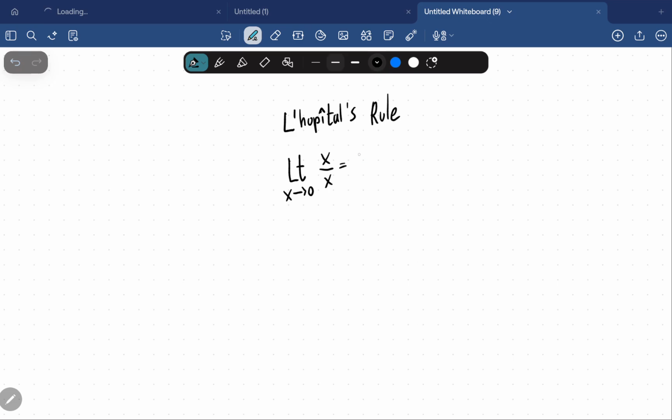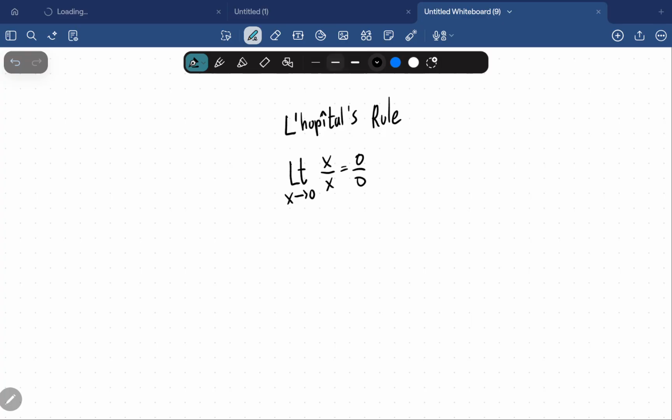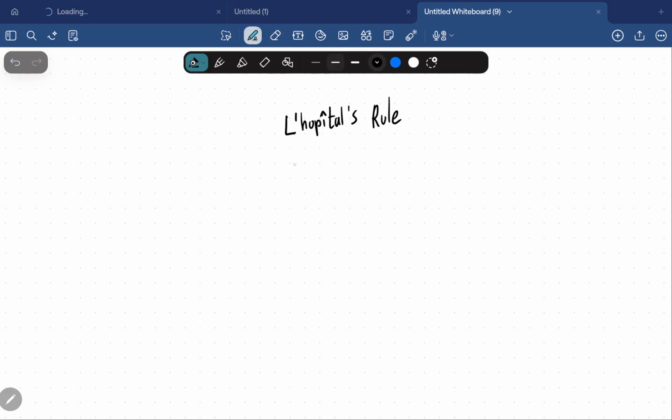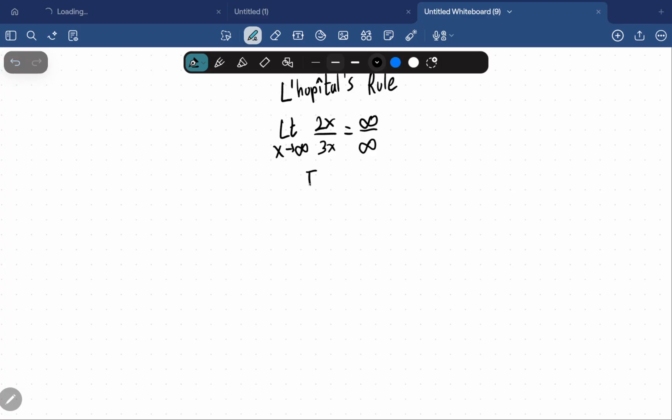For using this example, first I'll cover a simple case, as that is a more complicated expression. Let's cover this one: limit as x reaches infinity of 2x over 3x. This equals infinity over infinity, which is an indeterminate form. But real quick, I'll show you what an indeterminate form is.